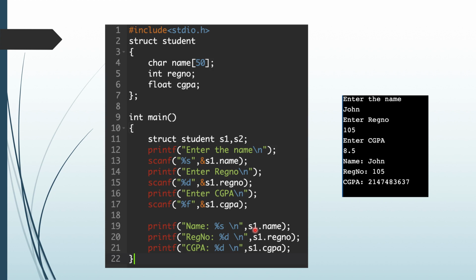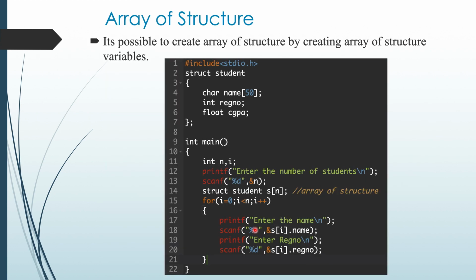So this is how we are using a structure variable. This is useful whenever you are going to write a program for a number of students, or a number of employees, or storing the details of a number of mobiles. Whenever you are going to write a program for a number of users, we are going to use this kind of structure. Array of structure.